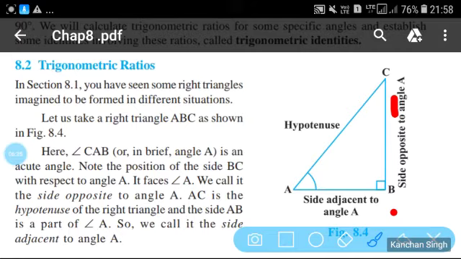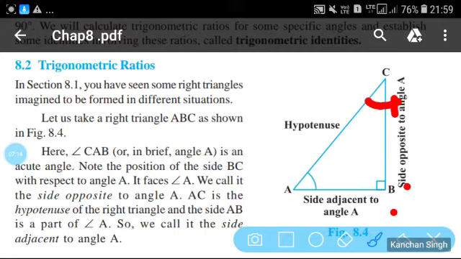Now students, first you have to recognize, if it is angle A, the opposite side of angle A is BC, and the adjacent side is AB. Now consider the case of angle C. Its opposite side is AB, and its adjacent side is BC. We know that in a right angle triangle the longest side is called the hypotenuse.